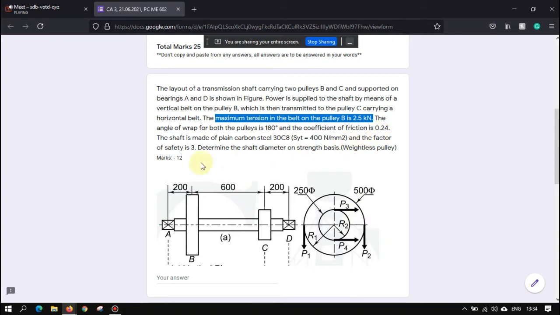And the shaft is made up of plain carbon steel. The yield stress is given as 400 Newton per millimeter square, and the applied factor of safety is 3.